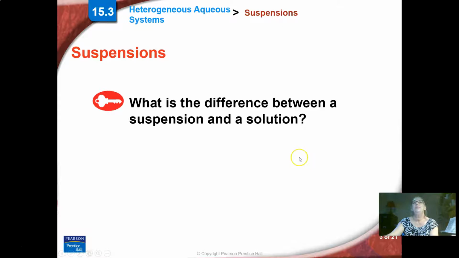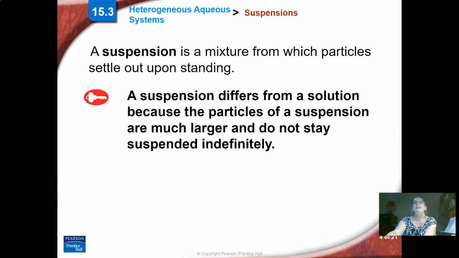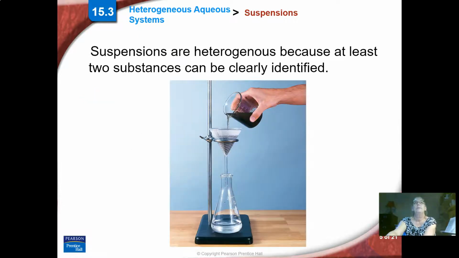So what's the difference between a suspension and a solution? We talked about solutions in the last section. A suspension is a mixture where, when you let it sit for a while, all the little particles are going to settle to the bottom. So that's a suspension. They're pretty big particles. Gravity will pull them down. So a suspension is different because the particles are much larger and will not stay in the solvent for a long time. They'll finally fall to the bottom.